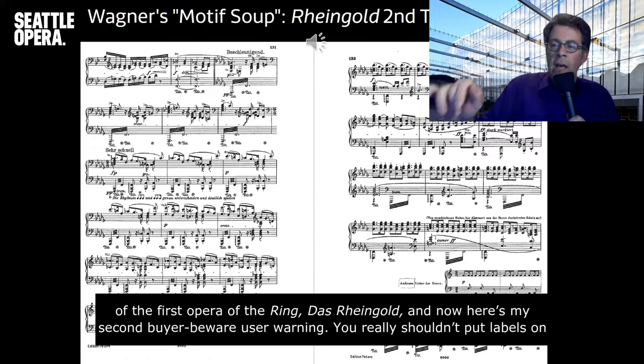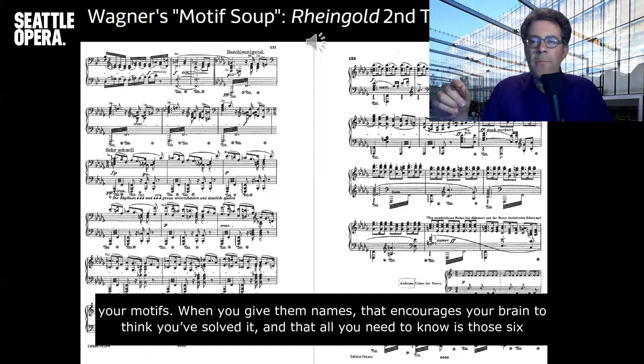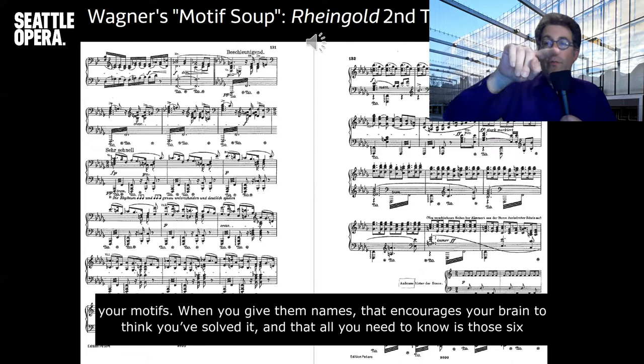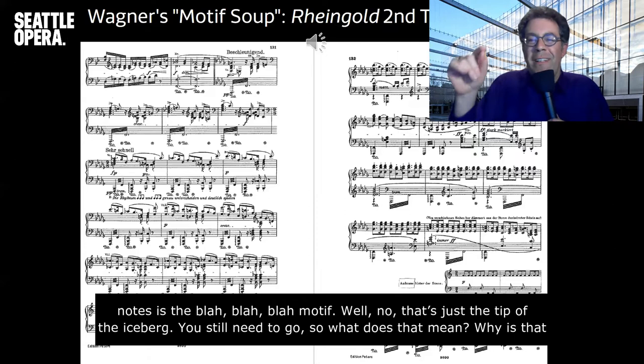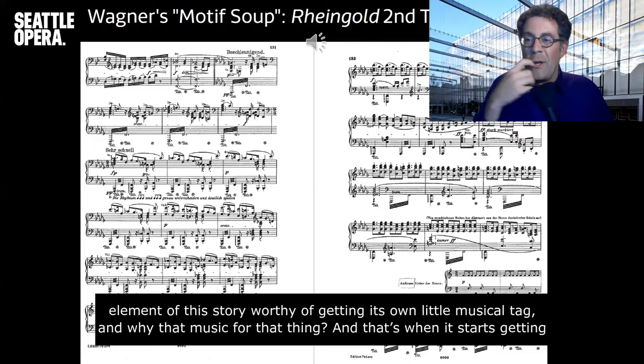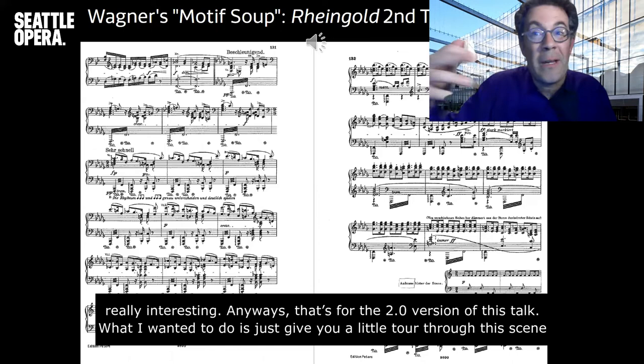You really shouldn't put labels on your motifs. When you give them names, that encourages your brain to think you've solved it, and that all you need to know is those six notes or whatever is the blah blah blah motif. Well, no, that's just the tip of the iceberg. You still need to go, so what does that mean? Why is that element of this story worthy of getting its own little musical tag? And why that music for that thing? And that's when it starts getting really, really interesting. Anyways, that's for the 2.0 version of this talk.